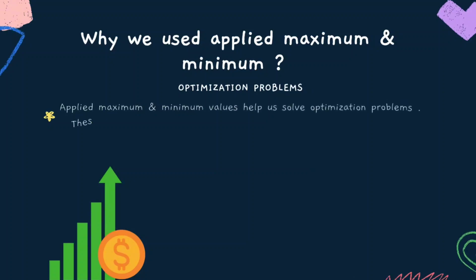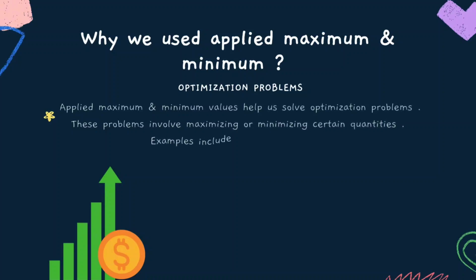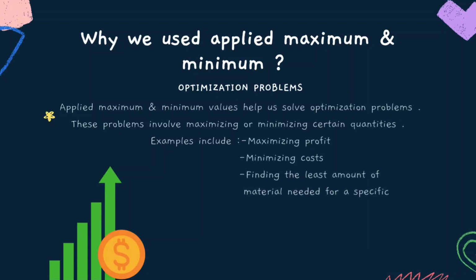Why do we use applied maximum and minimum? This topic focuses on optimization problems, which applied maximum and minimum values help us solve. These problems involve maximizing or minimizing certain quantities. As examples: maximizing profits, minimizing costs, and finding the least amount of material needed for a specific object. And the last one is determining the maximum height a rocket can reach.